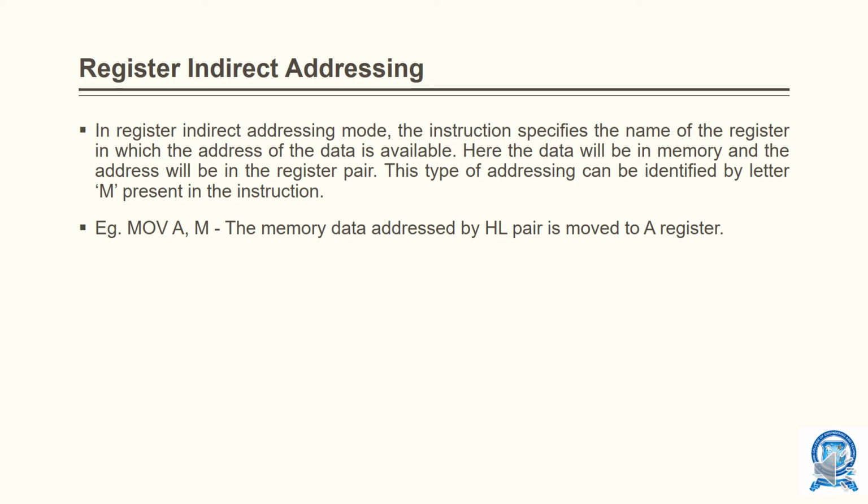Here I have coded an example: MOV A, M. M represents the HL register pair, because I need to store a 16-bit address. Again, M represents the HL register pair. It is a register, but instead of storing the data, the address of the data is stored in that register. Such type of addressing we call register indirect addressing.